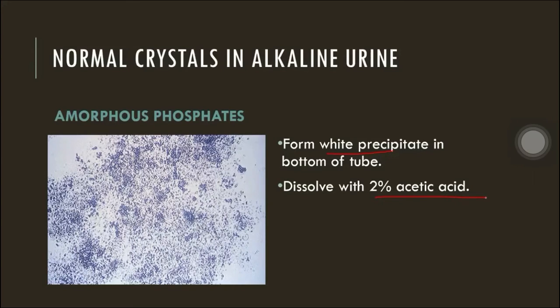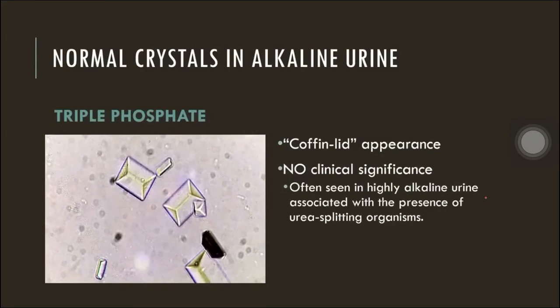Okay, next. We now move on to triple phosphate. This is the one we already know, having a coffin lid appearance. Usually, it has no clinical significance. But it is often seen in highly alkaline urine associated with the presence of urea-splitting organisms, most notably Proteus. So usually when you see triple phosphate, it just indicates that the urine is highly alkaline.